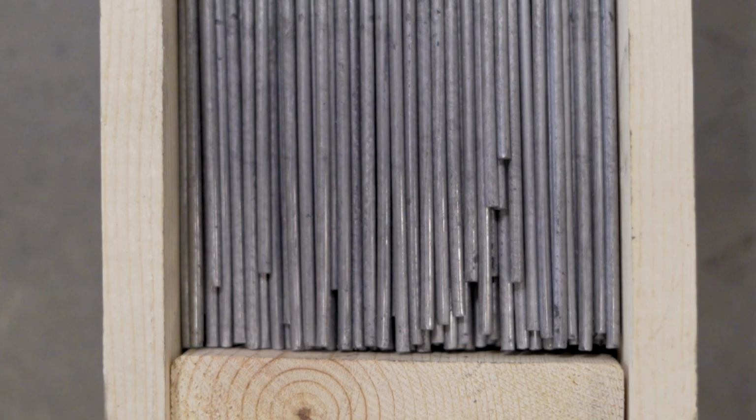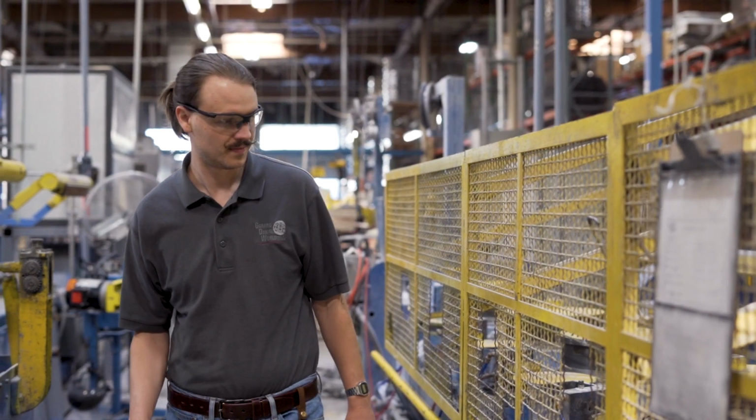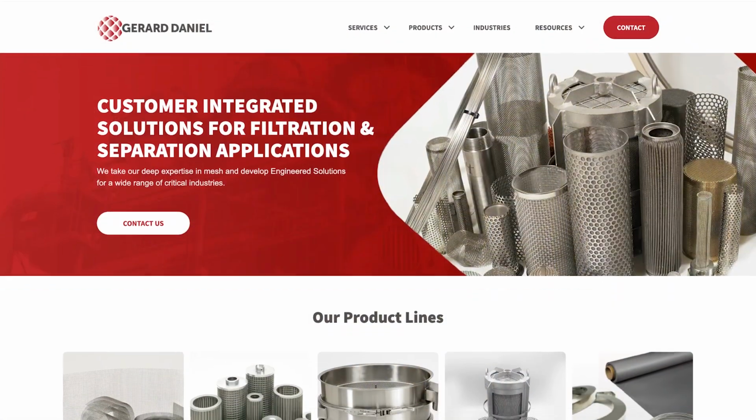There are many more applications and specifications for wire. To find out more about stock wire, custom wire, or additional specifications or applications, please visit our website.